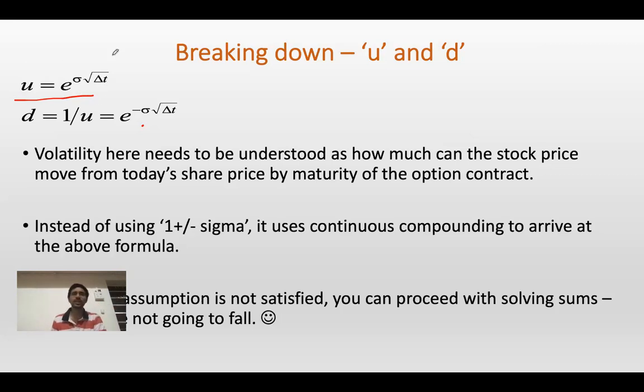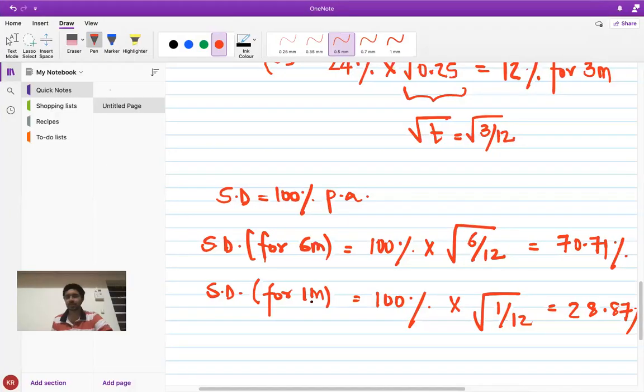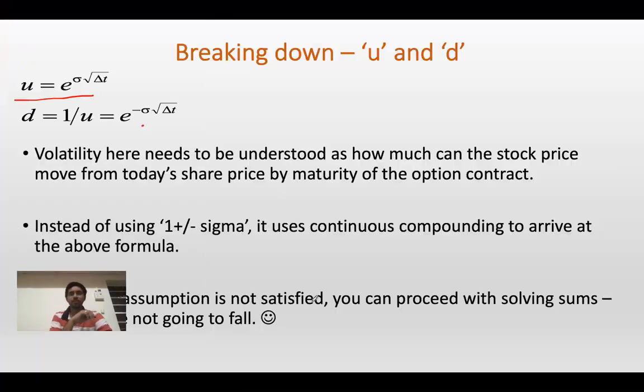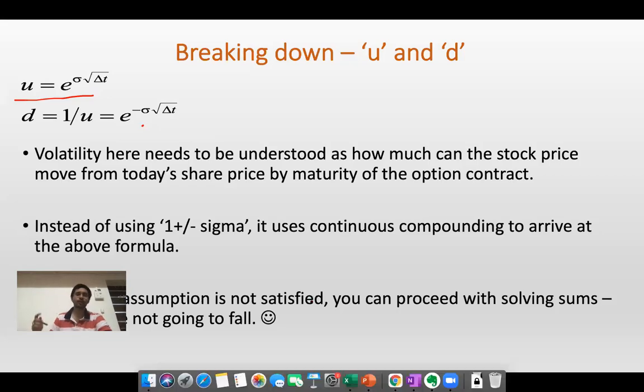So U is equal to E power sigma root T, and D is equal to E power minus sigma root T. And this is also equal to 1 by U. If you remember, right in the beginning, I said D should be equal to 1 by U. So that is how it is. I will just explain this formula as well. Let's come to the normal file. The meaning of volatility over here, in general, in options, is basically how much can the stock price move from today's share price by the maturity of the option contract.